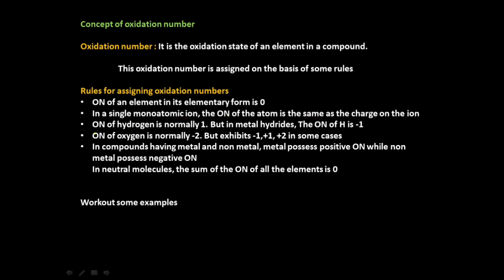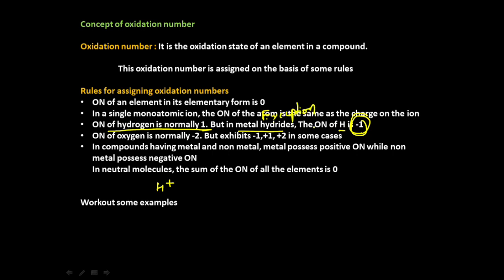The third one is: the oxidation number of hydrogen is normally +1. So the oxidation state of hydrogen is normally +1. That's the reason why hydrogen exists as H+. But in the case of metal hydrides, the oxidation state of hydrogen is -1. This one you have to remember. This is the exception of hydrogen.